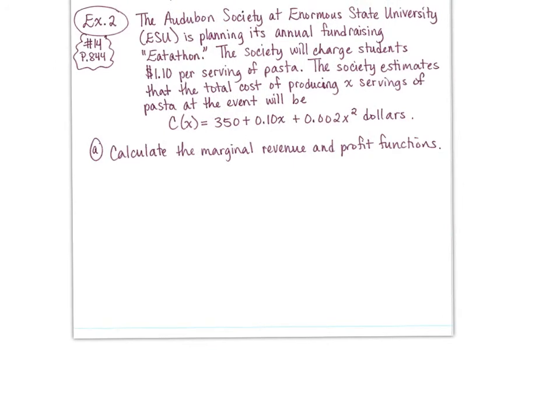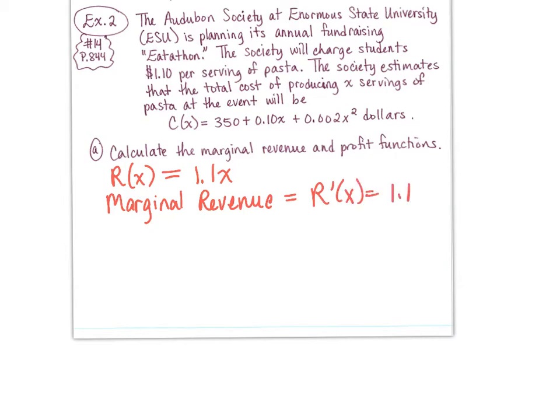So here, R of x is equal to 1.1x, because the society will charge students $1.10 per serving of pasta. So that's 1.1x. What's your marginal revenue? 1.1, very good. The marginal revenue is the same thing as R prime of x, which is 1.1. Very good. So we found the marginal revenue.